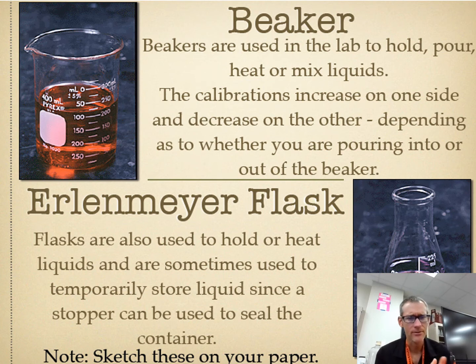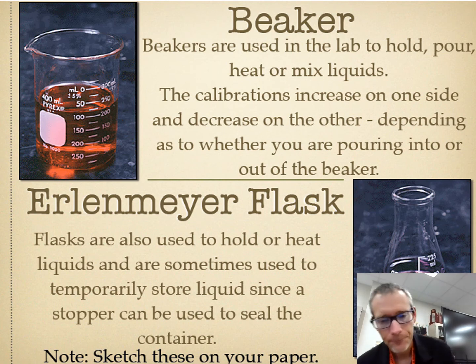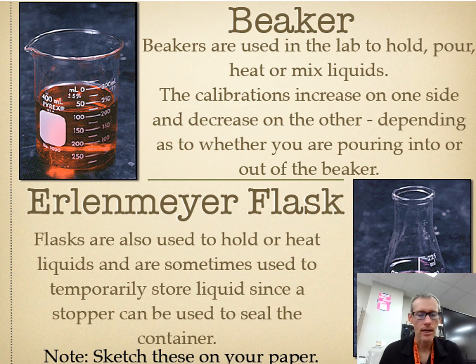The second type is an Erlenmeyer flask, and it's also used to hold or heat liquids, or store them for temporary use. You can put a stopper on it, so it helps to store liquids overnight. You want to add these pictures to your notes. Either draw it yourself using a digital pen, or you can copy and paste a picture from online.